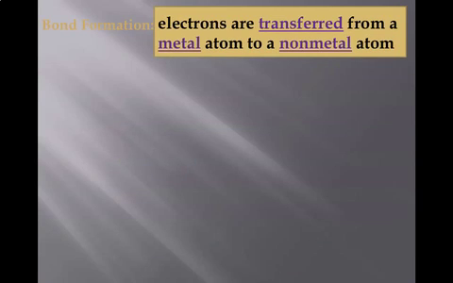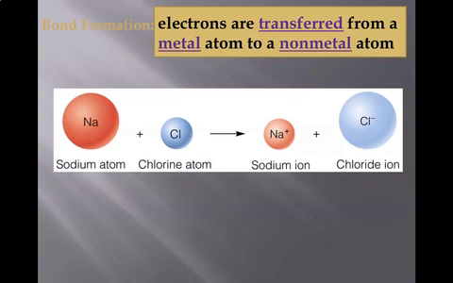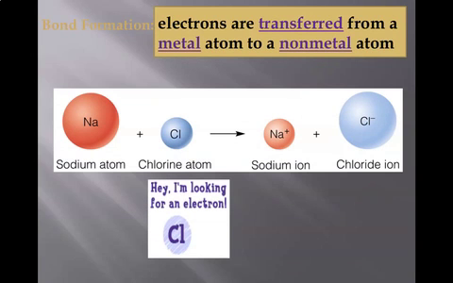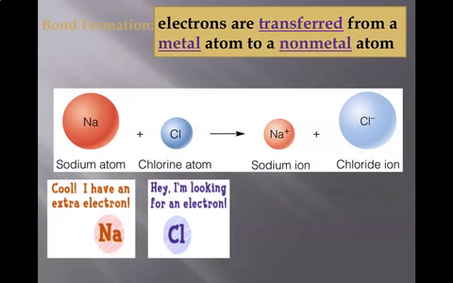So to form that bond, the electrons are transferred from a metal atom, which is why the metals become positive, and they're transferred to a nonmetal atom, which is why those become negative. So if I start with a sodium atom and a chlorine atom, the chlorine atom says, hey, I'm looking for an electron, and the sodium says, cool, I happen to have an extra one. And so they pass the electron from the sodium to the chlorine, okay?